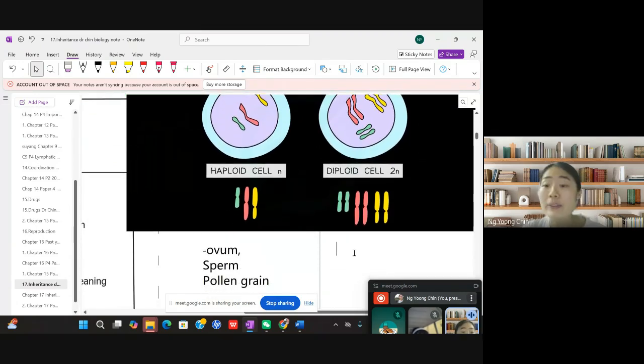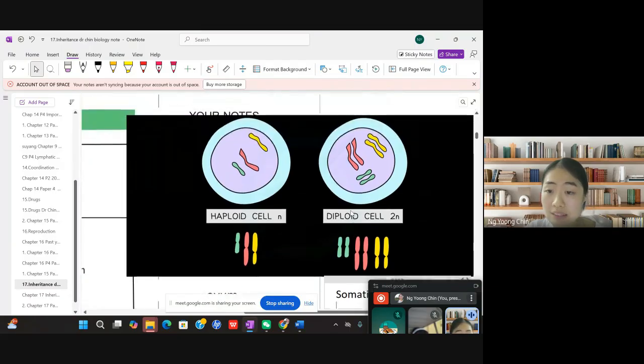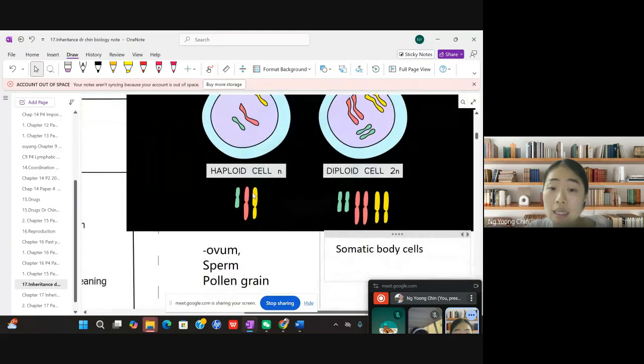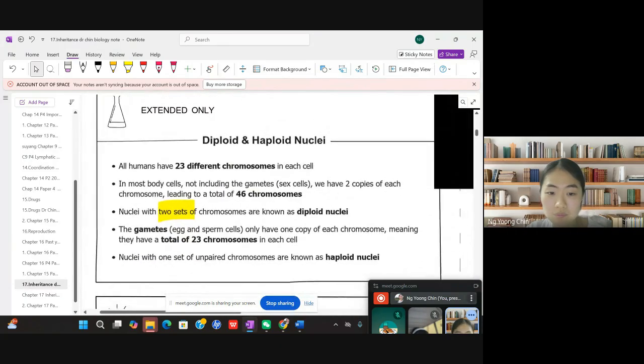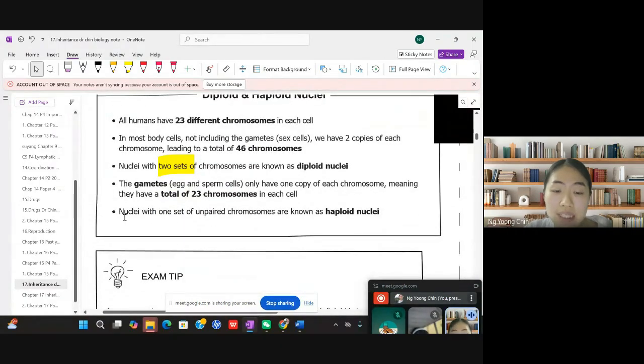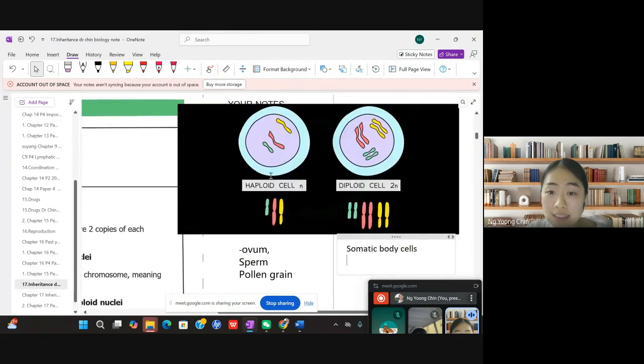So every somatic cell of your body is known as a diploid cell. Usually the diploid cell is the result of mitosis. The haploid cell is the result of meiosis, the product of meiosis. Nuclei with 1 set of unpaired chromosomes. You can see this chromosome is unpaired. Just 1 set, unpaired, so it is called haploid.